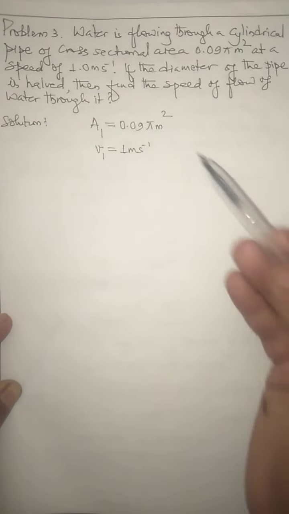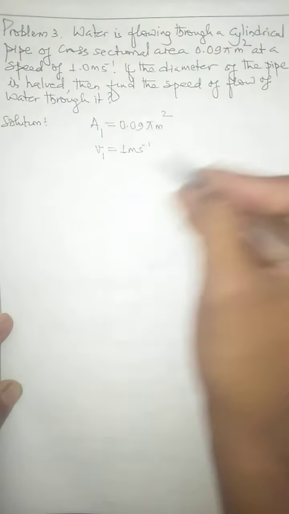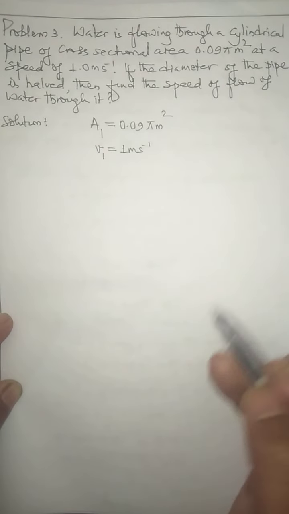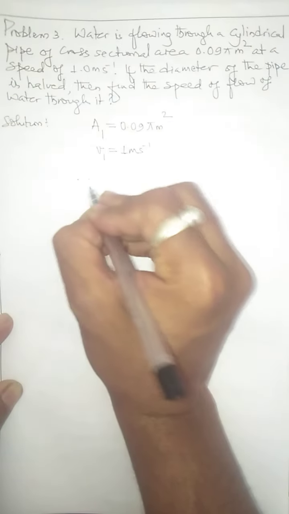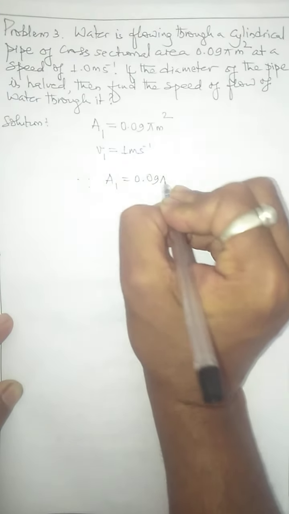Now the question says that if the diameter of the pipe is halved, if a cylindrical pipe whose diameter is made half, then the radius is also reduced to half. So when the radius changes, the area of cross section also changes, and you know when the area of cross section changes, then the speed also changes, and that speed we need to calculate. In this question we don't know the radius of the cylindrical pipe, so I'll follow this way: A1 means 0.09 pi meter square.